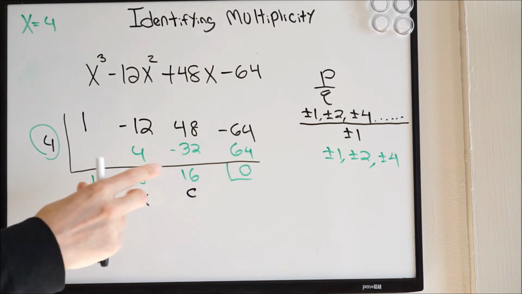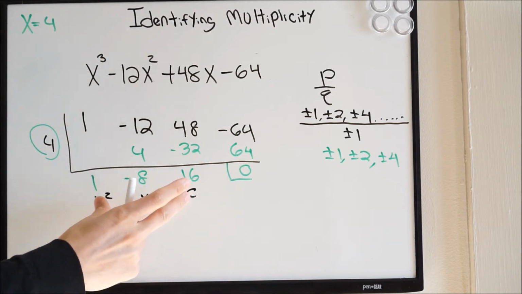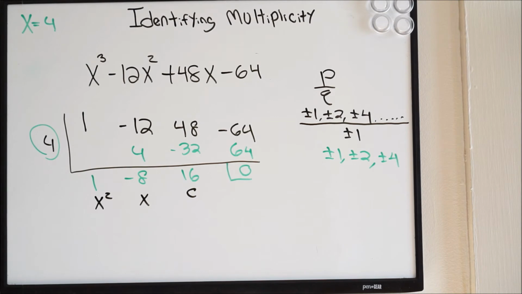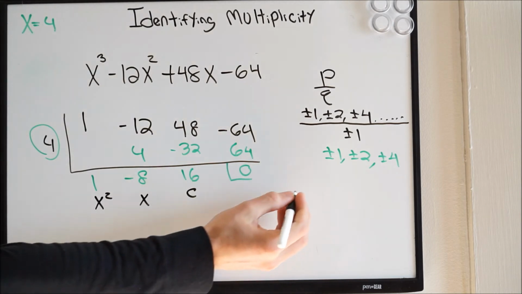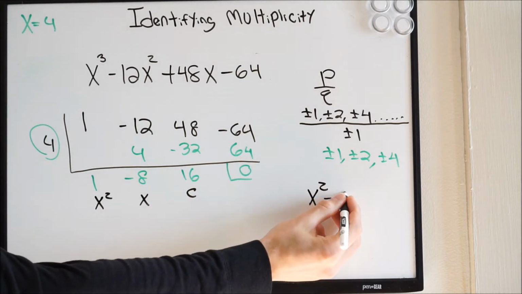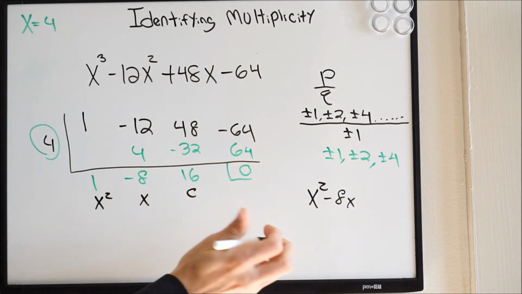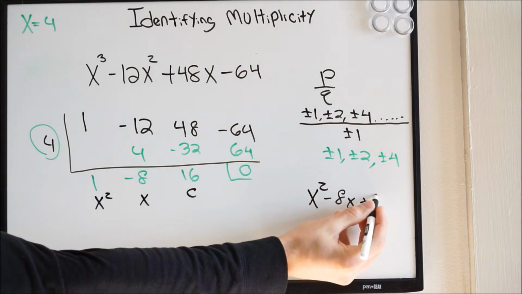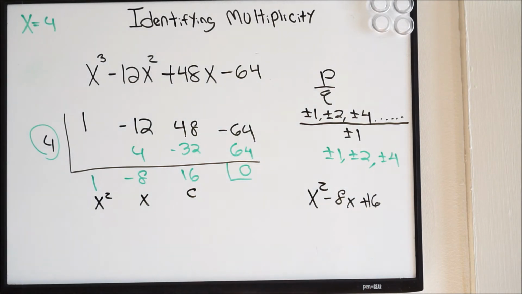Now that we have it down to a quadratic, we're going to try to factor the rest of this out to get our remaining roots. So I'm going to go ahead and write out what this is, then we'll erase. So we have x squared minus 8x, and then plus 16. And let's erase this.